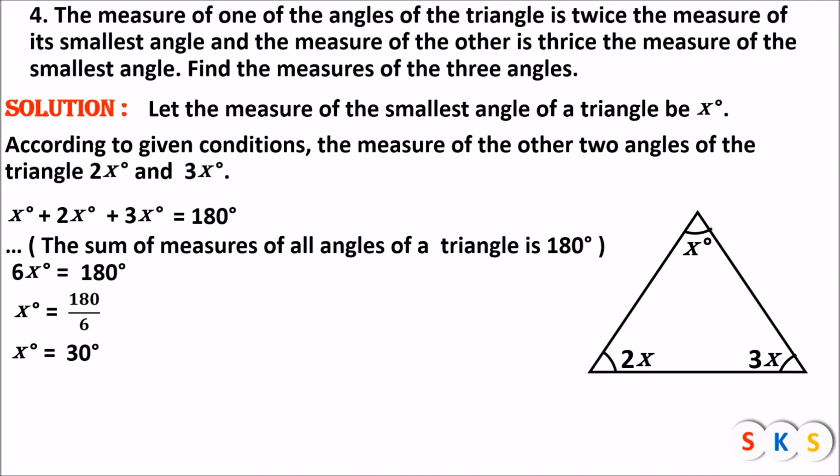So we will find the measure of second angle. Second angle is 2x. 2x means 2 into x, and x is 30. So 2 into 30, that is 60 degree. Now we will find the measure of third angle, and the measure of third angle is 3x. 3x means 3 into x. And what is the value of x here? 30 degree. So 3 into 30 equals to 90 degree. So here we got the measure of all three angles of this triangle, that is 30 degree, 60 degree and 90 degree.